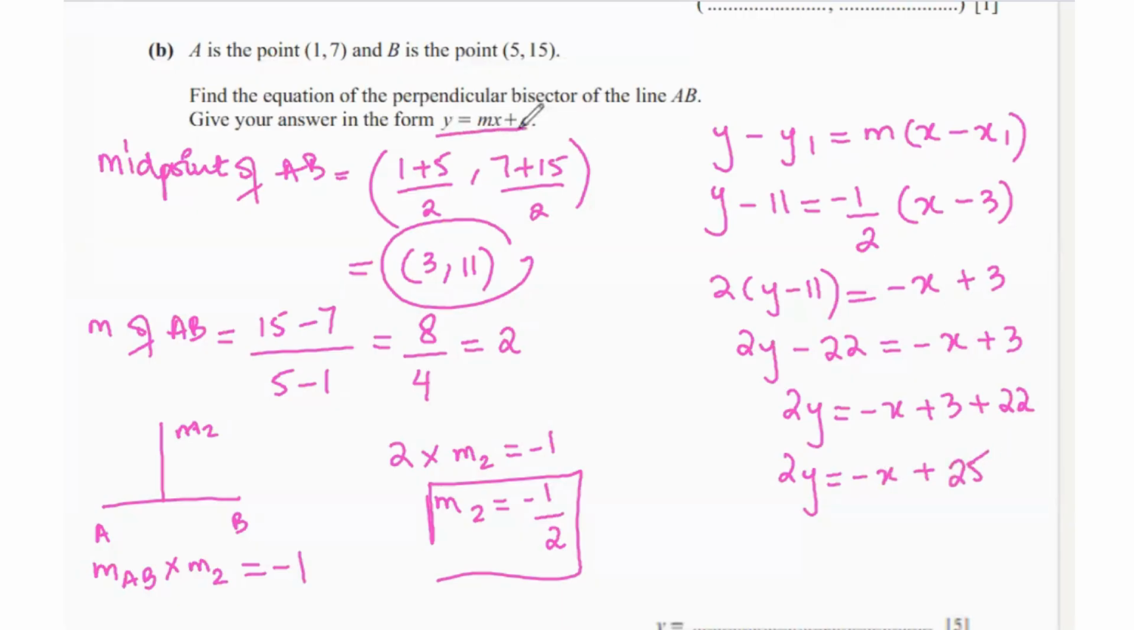They want the equation in y equals mx plus c form, which means y needs to be the subject. So y equals negative x over 2 plus 25 over 2. This is your equation in y equals mx plus c form.